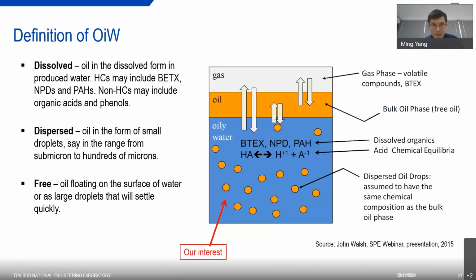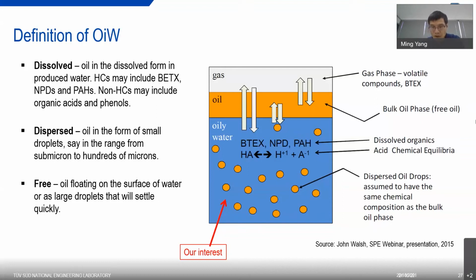Perhaps a better way to show this is using schematics, and thanks to my friend John Washington who put together these schematics. If you look at something like a separator, you will see the gas sitting on the top, and below that you will see the oil. That's effectively the bulk oil or free oil, and below that we're looking at the produced water. The red-orange represents dispersed oil, the small droplets, and what you cannot see is the dissolved, that's the BTEX, NPDs and PAHs, and then you've got the organic acids.